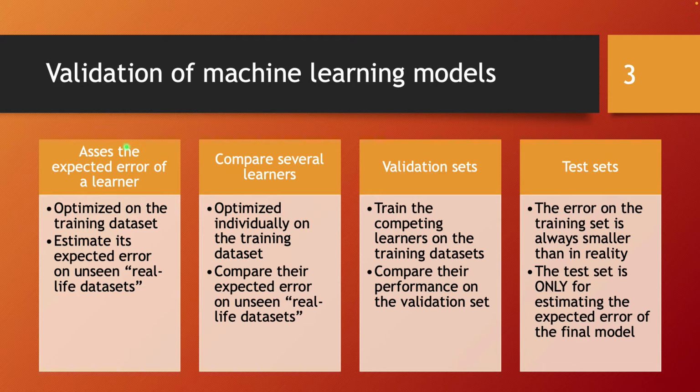On one hand, we want to assess the expected error of a learner. And the thing with the learner is that you obviously optimize it on the training dataset. But on the other hand, you would like to estimate its expected error on some kind of unseen real-life dataset. And so the question is whether we can somehow estimate its expected error in this way. And the solution here is that you will have to keep a part of your data set separately just for this purpose of estimating its expected error on real-life data.